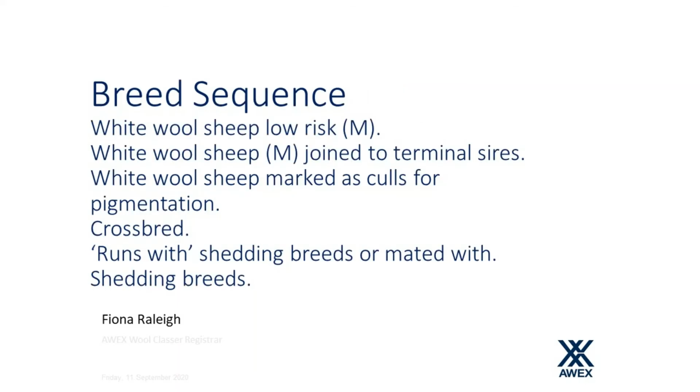So we actually have a breed sequence within the code of practice. White wool low risk sheep are first, and the M stands for merino. And then we have our white wooled merinos that have been joined to terminal sires, white wool sheep that have been marked as culls for pigmentation, crossbreds, and then our runs with and shetty breeds. So you can see that this sequence actually is all about contamination. It's about making sure that as we move through those lines we're able to make a cutout so that we've got those more likely to be contaminated mobs drawn last.